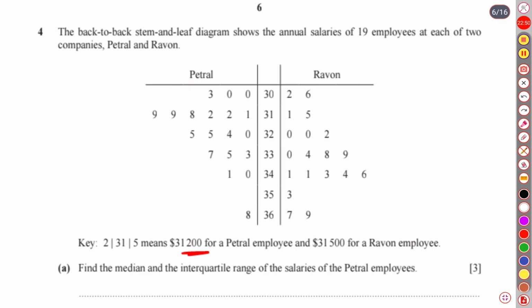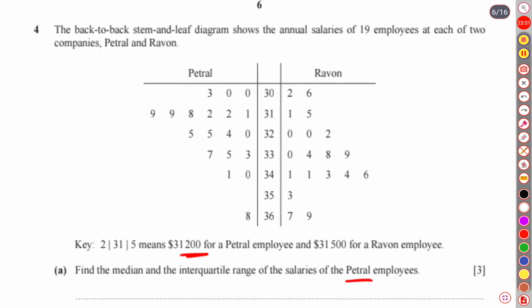The question says, find the median and the interquartile range of the salaries of the petrol employees. It's all about petrol. Okay, let's start our solution. Let us mark the lower quartile, median and upper quartile. Total there are 19 employees. So for the median, 19 plus 1 is 20, 20 divided by 2 means the 10th quantity. Here, these are annual salaries, so the 10th salary will be the median salary.